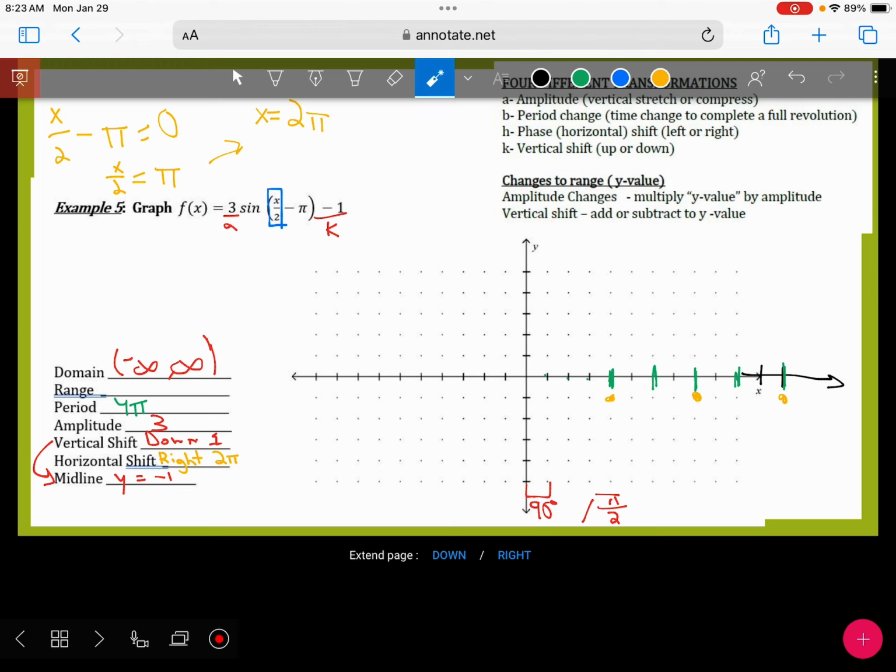Then we know that the amplitude is 3. So the amplitude is the difference between the midline and the high point, and the midline and the low point. So we know it's going to have a high point on that second hash mark. So what I'm going to do there is go up by 3 because that's the amplitude. And that's going to be my point. And then on the last remaining hash mark, I know that's going to be the bottom, or the k minus a. I'm going to go down by 3 hops, and that'll be my bottom point.